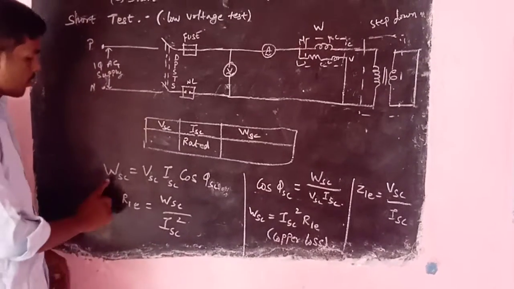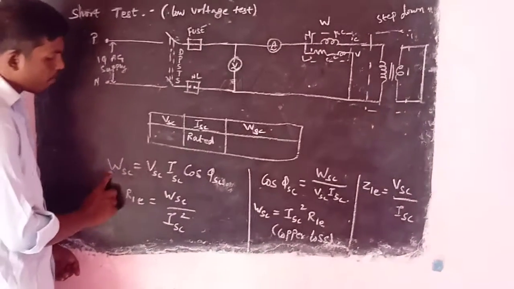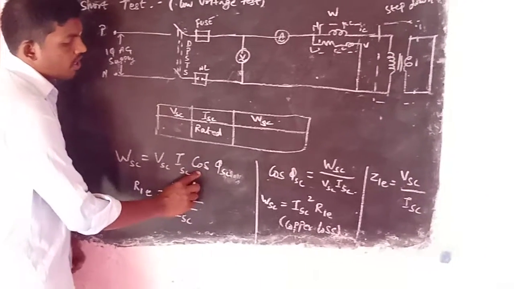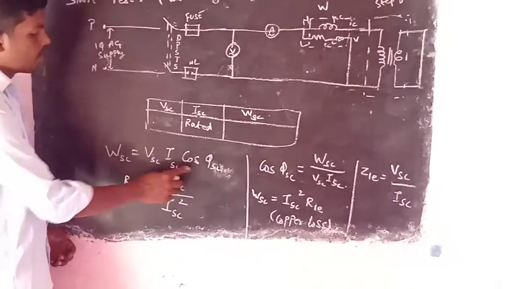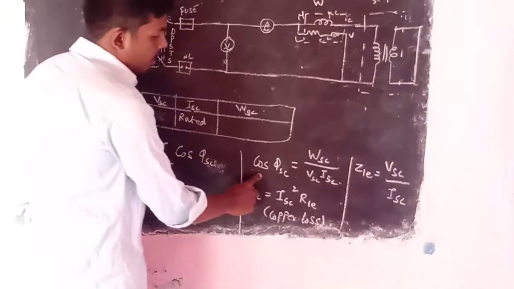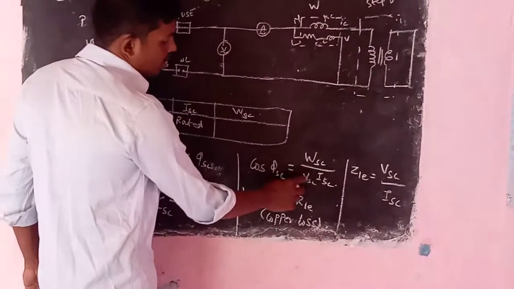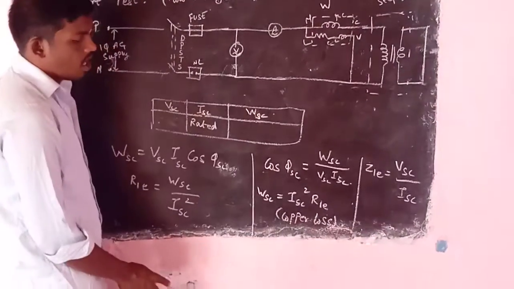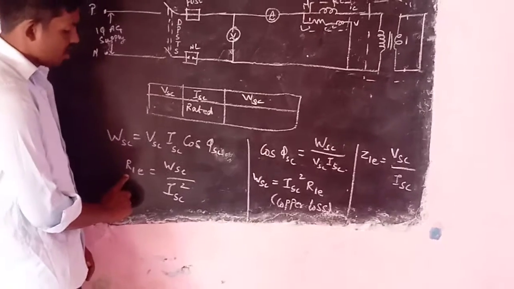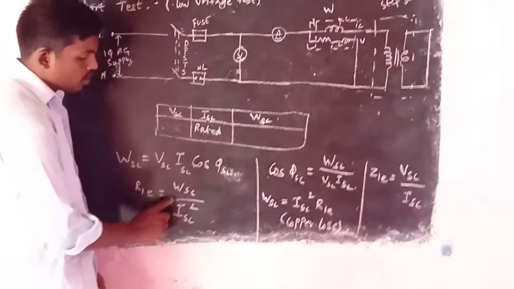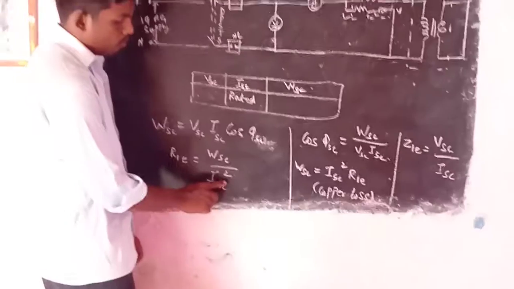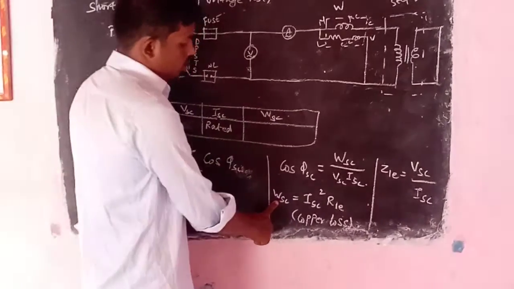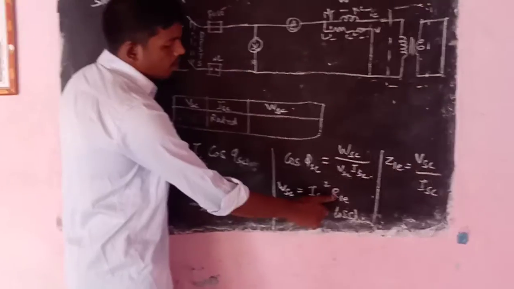This is the general equation. WSC is the short circuit power, equal to short circuit voltage into short circuit current into the power factor at short circuit time. Next, cos phi SC is equal to WSC divided by VSC into ISC, the power factor at short circuit time. Next, the resistance at short circuit time is WSC divided by ISC whole square. WSC is equal to ISC whole square into R1E.